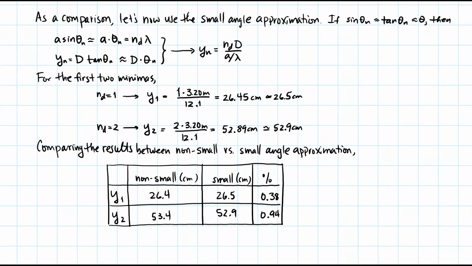Comparing the results between non-small and small angle approximations, we get a 0.38% and a 0.94% difference, less than 1%. So the small angle approximation is a good approximation.